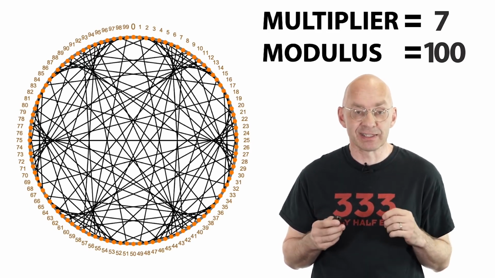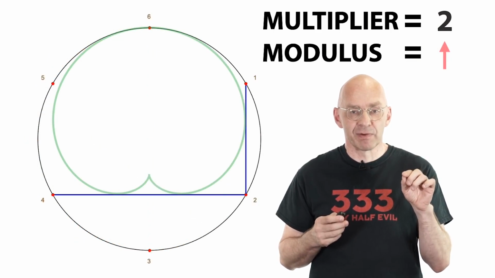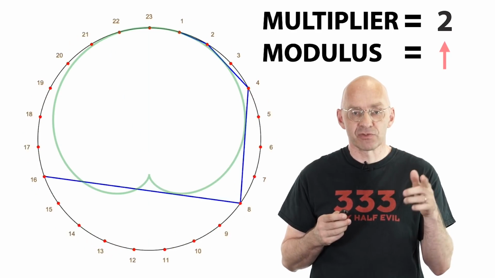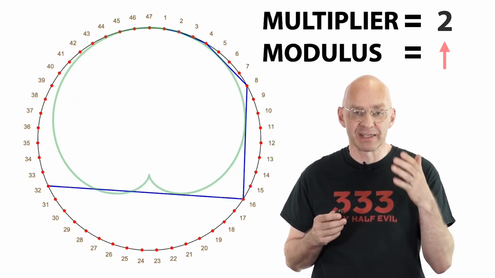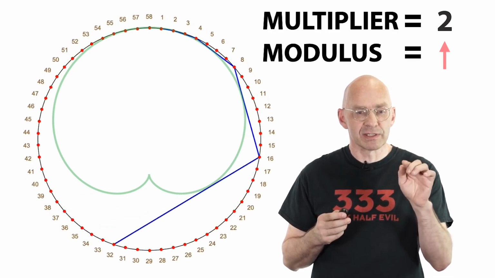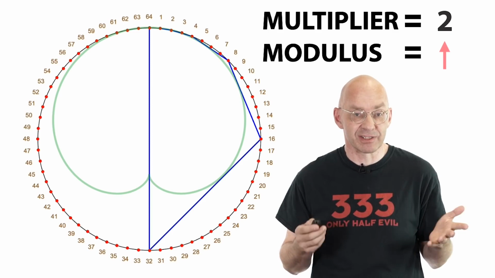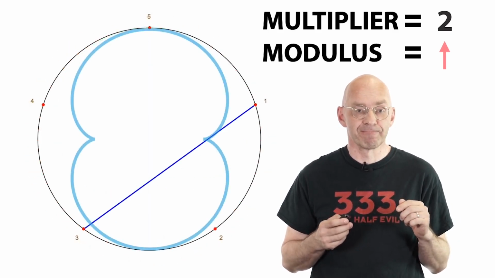Have a look at this animation. This is just the base case where we multiply by 2 that produces the cardioid. What I'm doing here is raising the modulus while at the same time tracing the powers of 2 that fit in the circle. Notice that the cusp occurs where the last connection goes straight across. Makes sense, right? Here's what happens when we set the multiplier to 3.